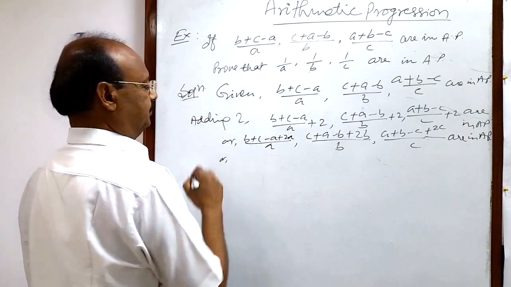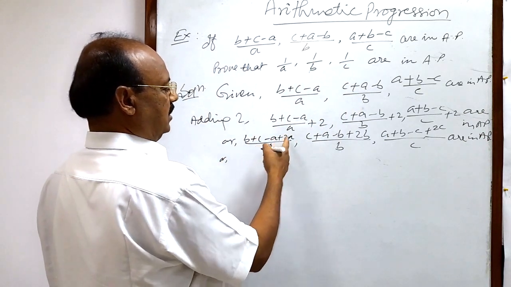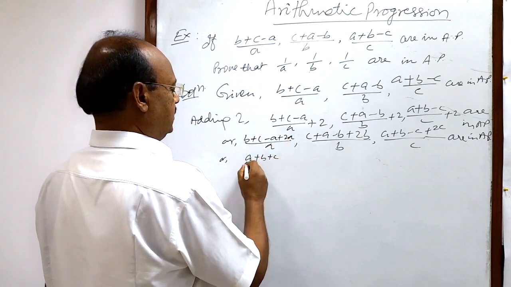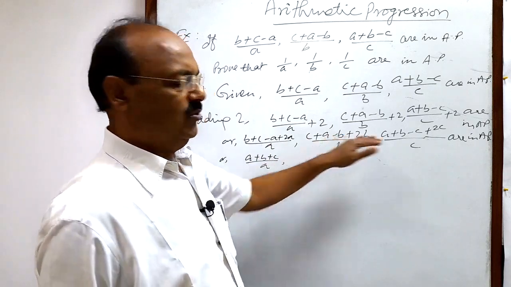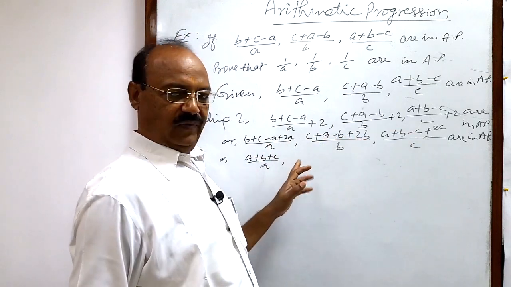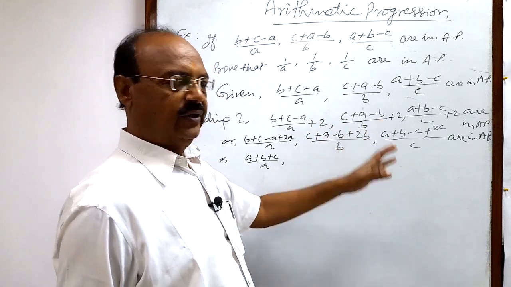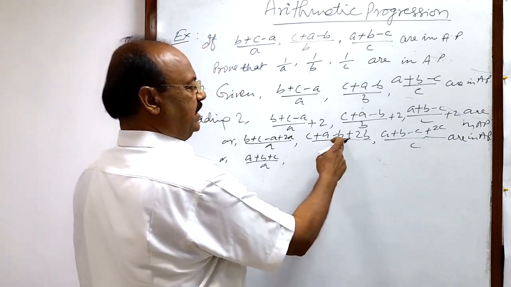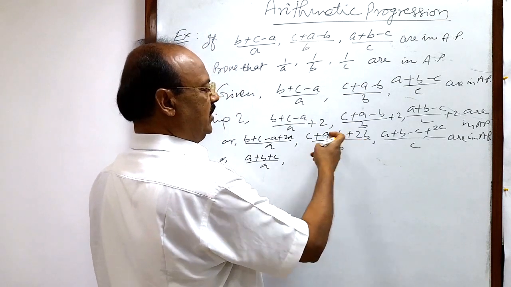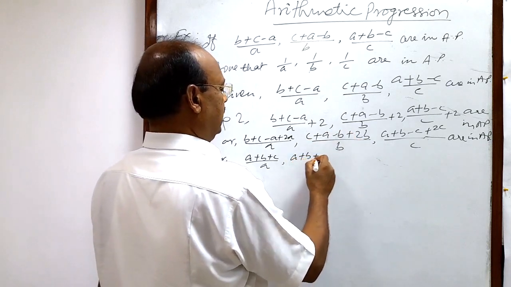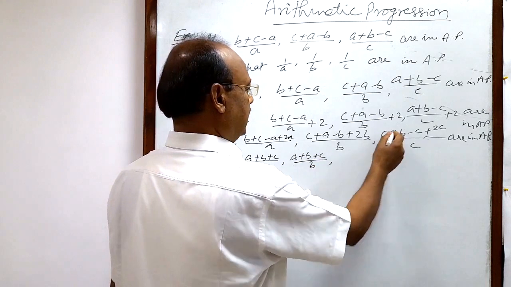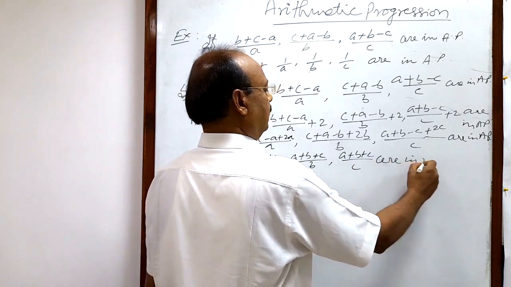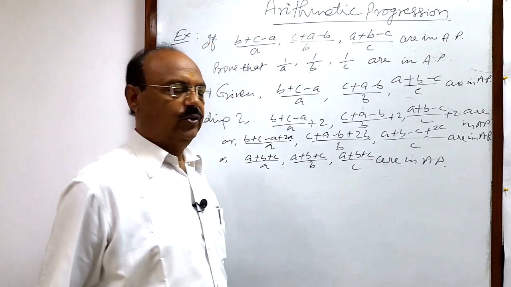Or, here b + c, and −a + 2a is a, so we are getting (a + b + c)/a. Similarly, in every term you are getting a + b + c. This is the benefit of adding 2 here. Here also −b + 2b will be b, so naturally the numerator will be a + b + c, therefore (a + b + c)/b. Similarly in this case also (a + b + c)/c, these are in AP. Correct? Now you might have understood.